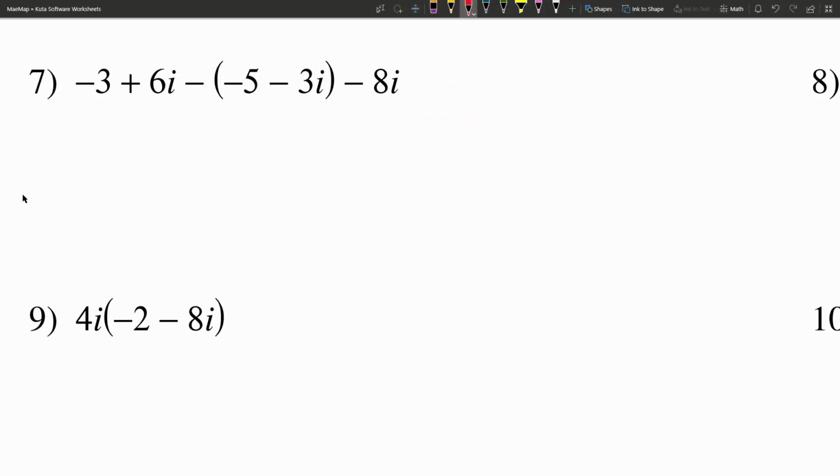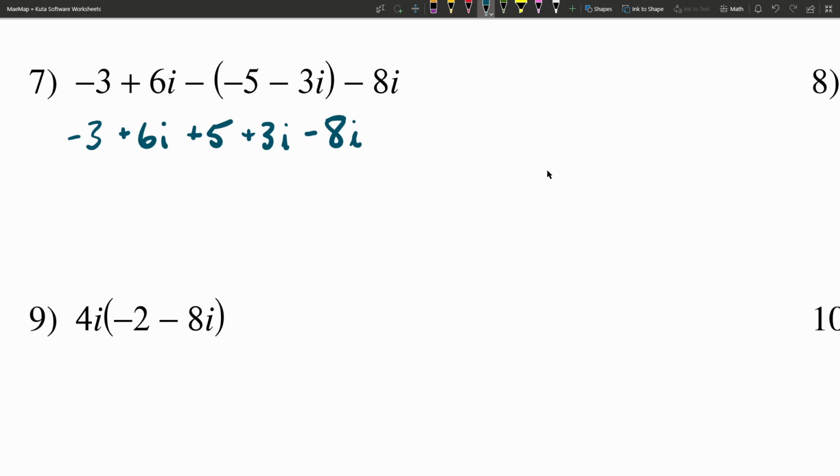For number 7, -3 plus 6i minus -5 minus 3i minus 8i. And in this instance, we have parentheses. So we need to make sure we distribute this subtraction, or distribute the negative, throughout. So rewriting this, removing those parentheses, I'm going to have -3 plus 6i minus a -5, so that's going to be plus 5, and then minus a -3i, so that's going to be plus 3i. And then finally subtracting 8i.